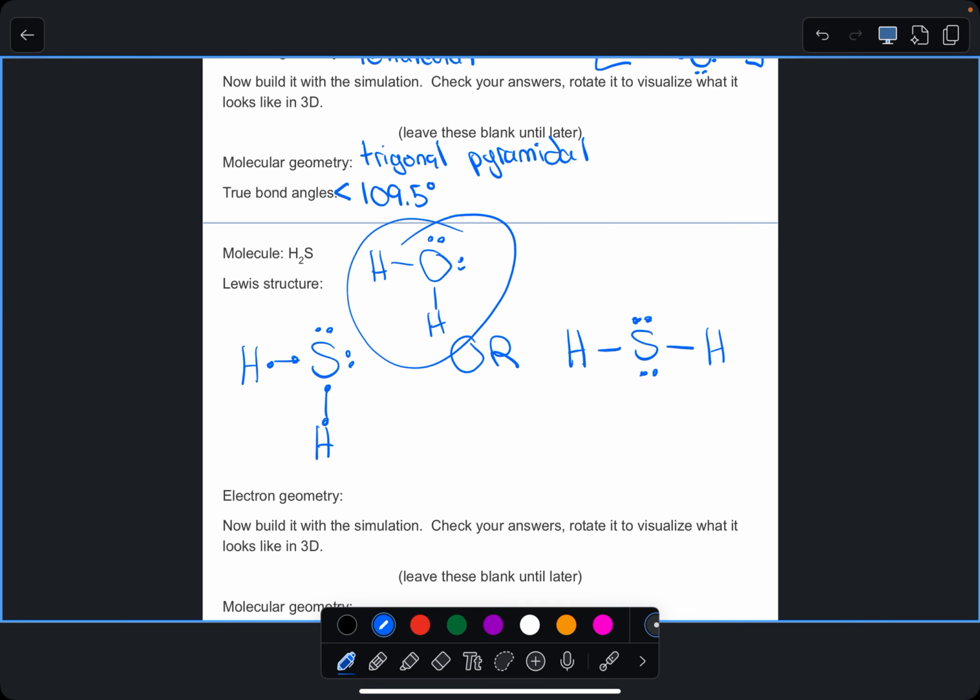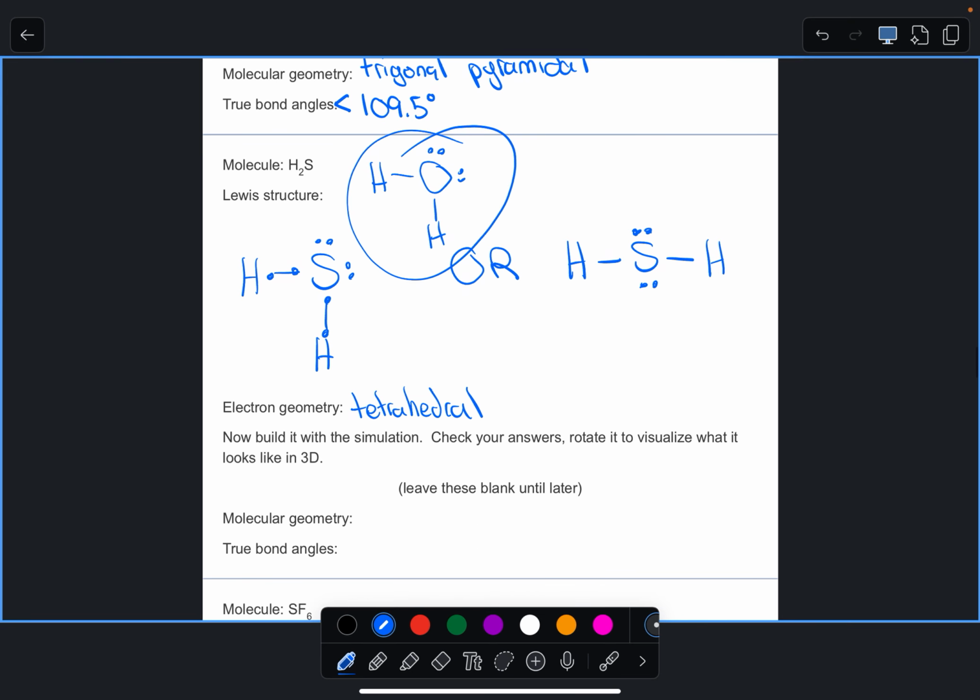So I'll put that over here. So electron geometry, still tetrahedral. The molecular geometry is bent, and those angles got reduced even further than they were in the previous example, since there's now 2 lone pairs. These ones are like 104, if you're curious.